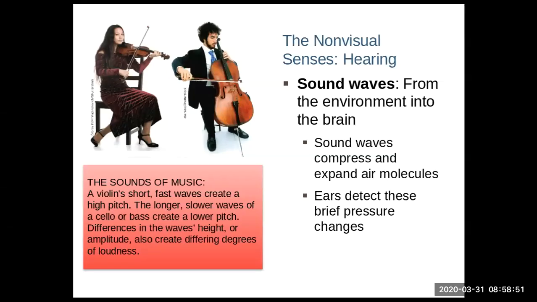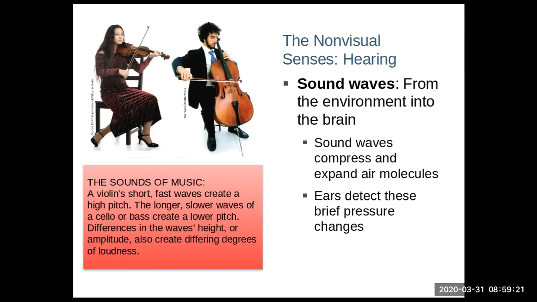We talked about wavelength and we talked about intensity of the wave. This is the same for the ears when they detect sound waves. So the short, faster waves create a higher pitch like the violin you see on the left, and the longer wavelengths, bigger distance between the peaks, are going to create a slower wave and a lower sound like a bass or a cello, to create a lower pitch.